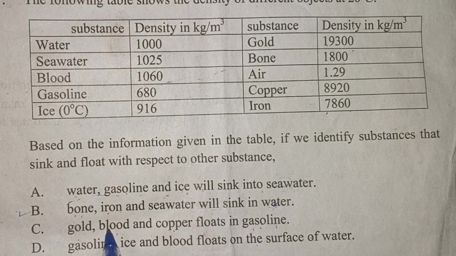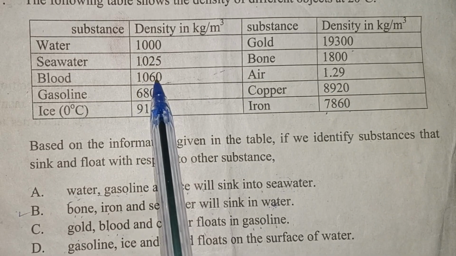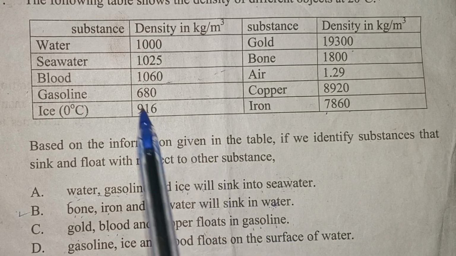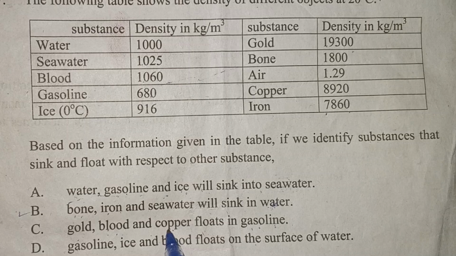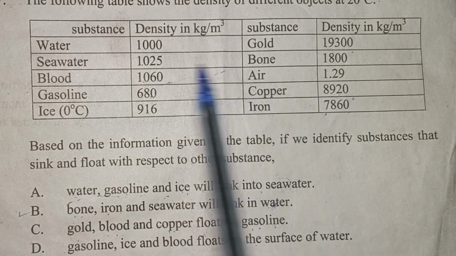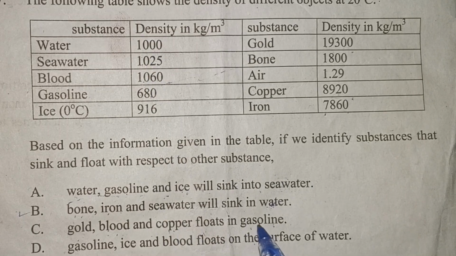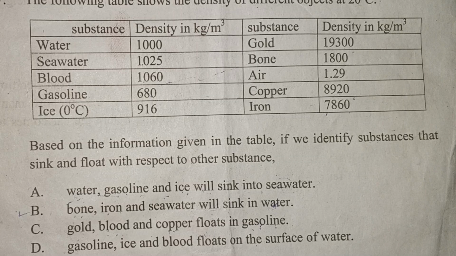So the lead, which has a density of 1060, has a greater density than gasoline, so it will sink. And the copper, which also has a density of 8920, has a greater density, so it will sink, it does not float. So alternative C is completely wrong.